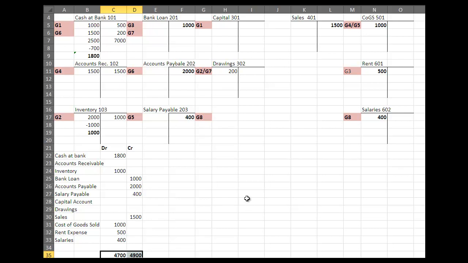Is there $100 I put on the wrong side? That's not likely. Are all these accounts on the right side? Salary payable. Aha! Drawings, $200 we've not put in. So we can see there's one item not included, so we now put in drawings of $200 and it will balance. And that's one of the reasons why we have a trial balance. So it helps us identify if we've got something entered incorrectly or we've left something out.